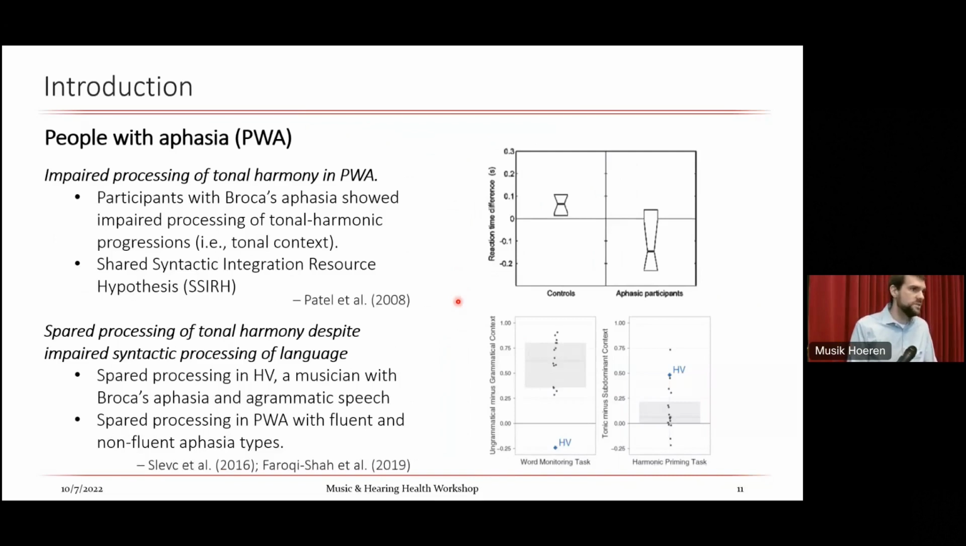However, there have been two more recent studies by Bob Slevc et al. and Yasmin Faroqi-Shah and her colleagues that showed, in fact, in some cases, they saw preserved processing of tonal harmony, which suggests that whatever we mean by syntax in music is not what we mean by syntax in natural language, that there are different areas of the brain that can deal with that structure, depending on the domain.